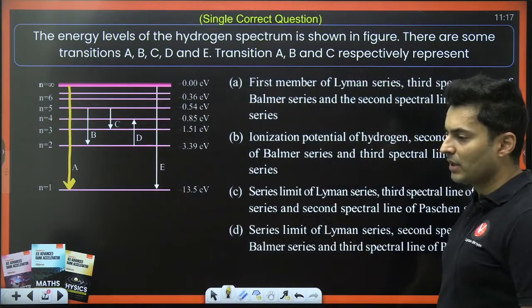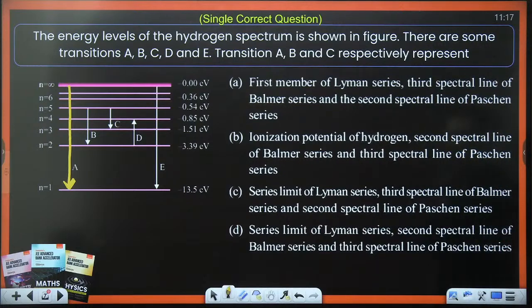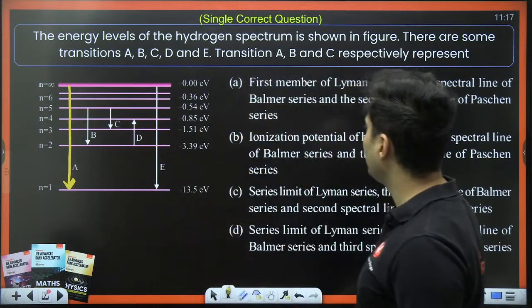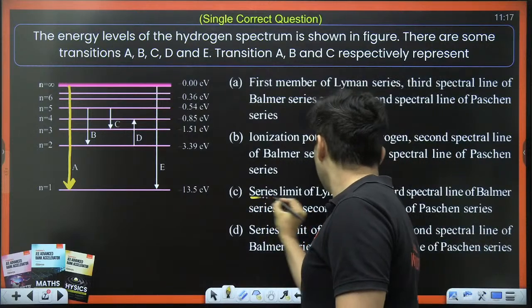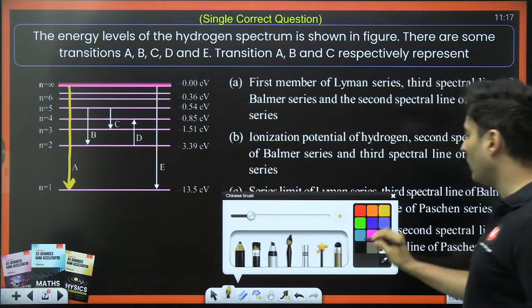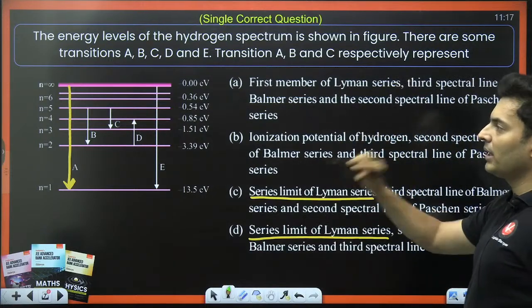So where is A? Come on. Where is A? I think it is Lyman series, and it is the last line of Lyman, because n equal to 1 is Lyman from infinity. So the last line is the series limit of Lyman series. So this is either C or D. Options A and B got eliminated.